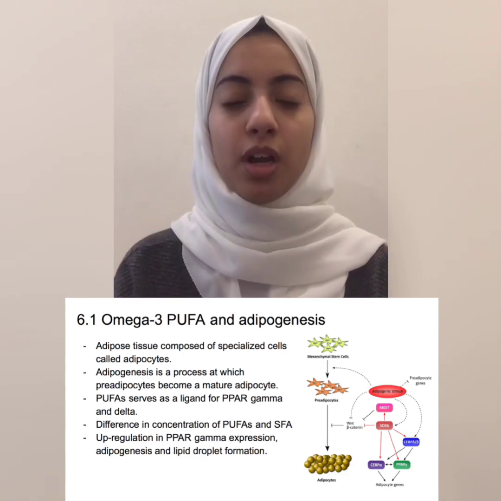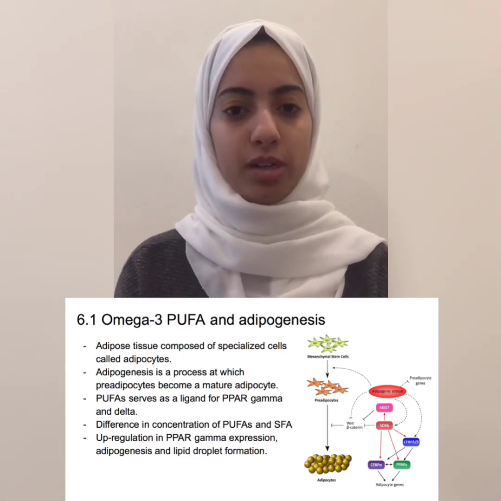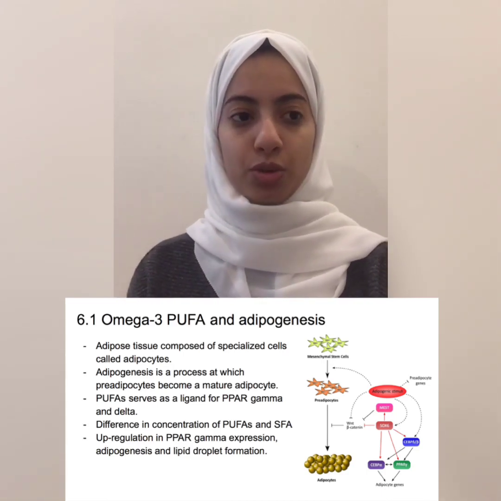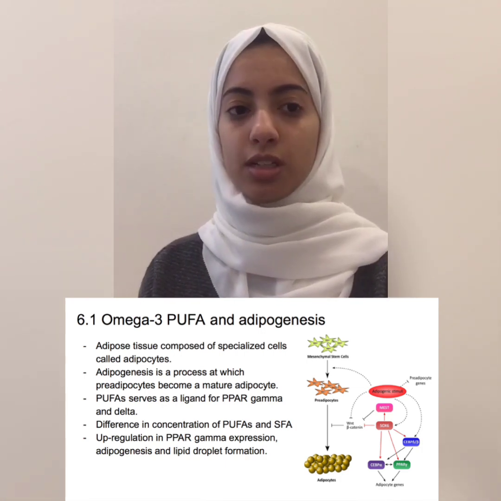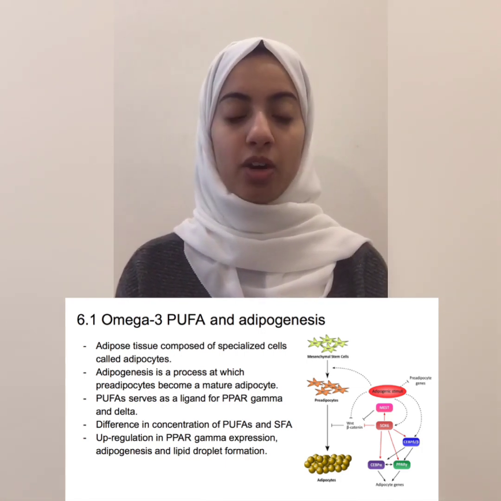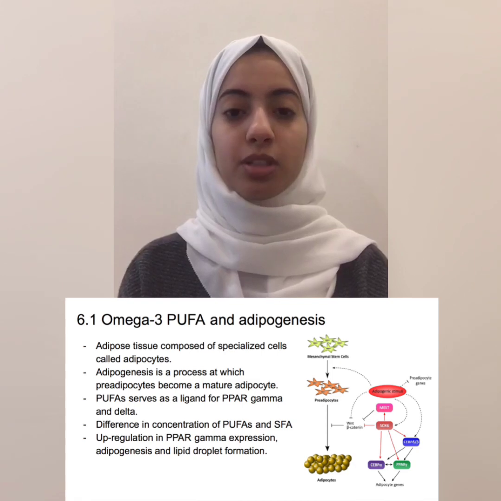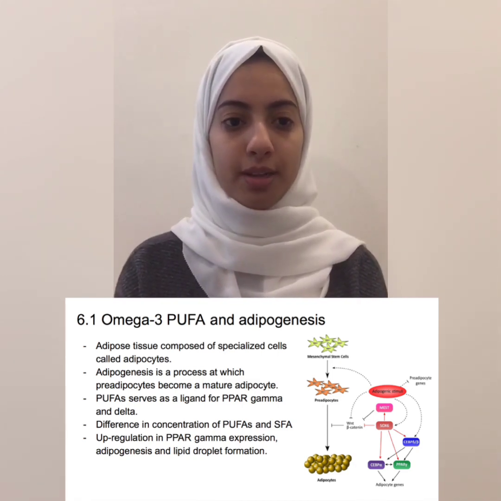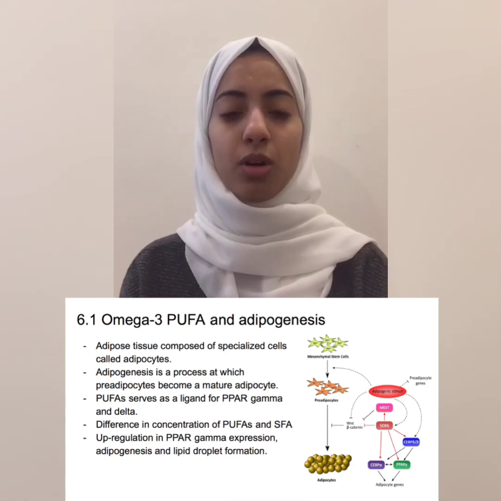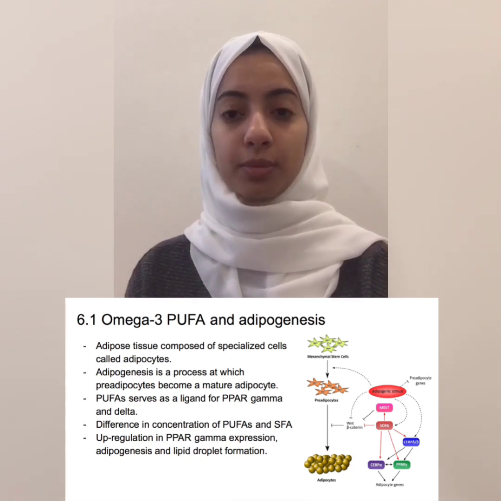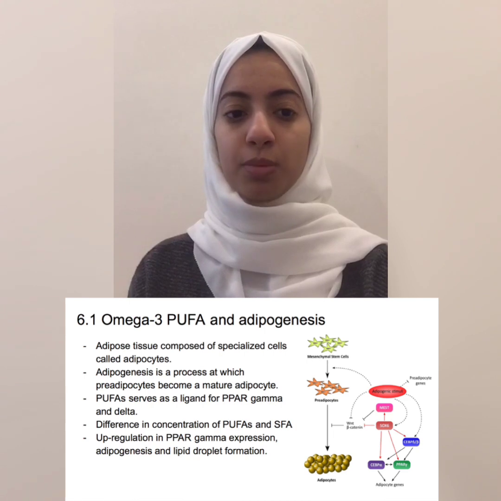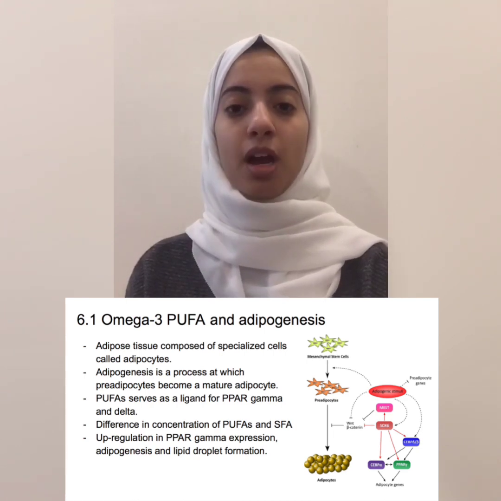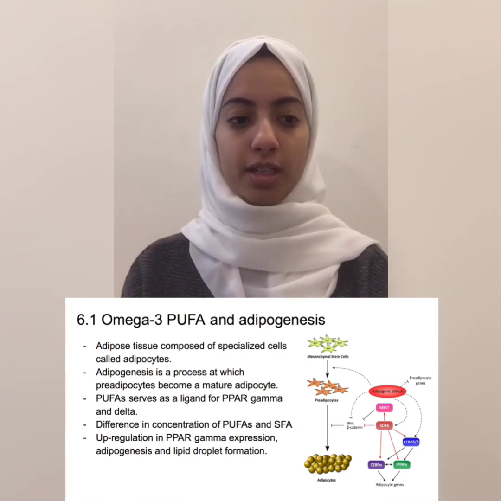I'm going to explain two mechanisms by which omega-3 polyunsaturated fatty acid improve adiposity and metabolic disorder. So adipose tissue is composed of specialized cells called adipocyte. In obesity case, adipose tissue expands through enlargement and increase in number of adipocytes due to a process called adipogenesis. Adipogenesis is a process at which pre-adipocytes become mature adipocytes.